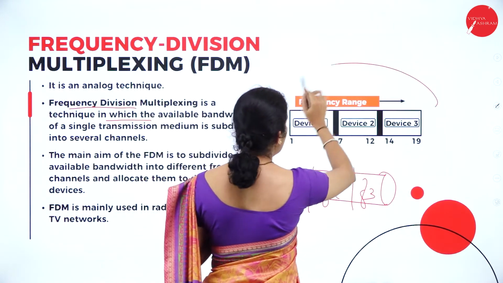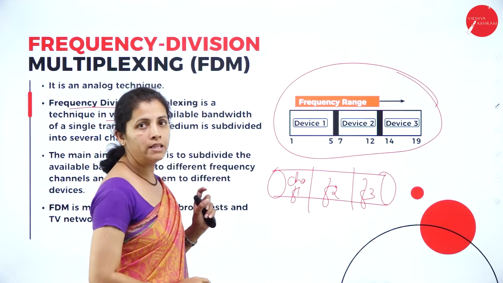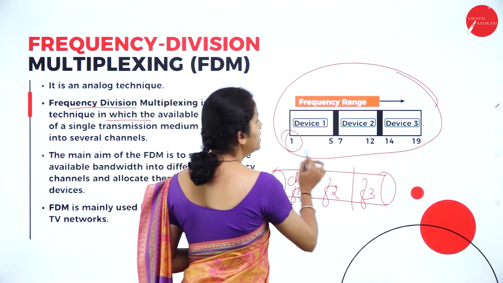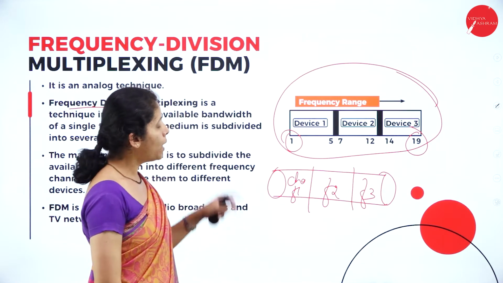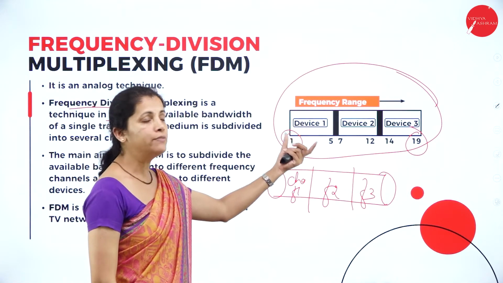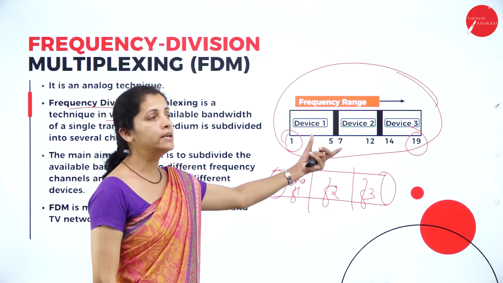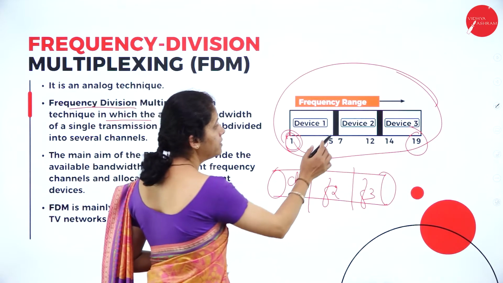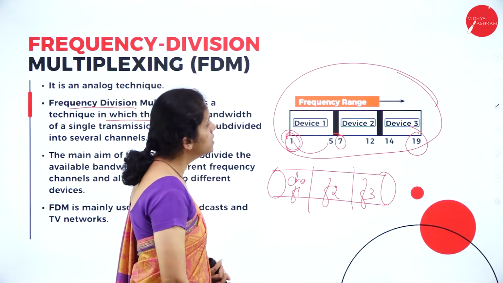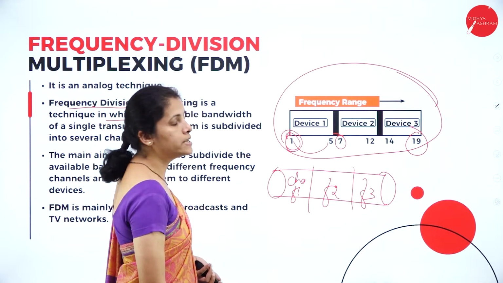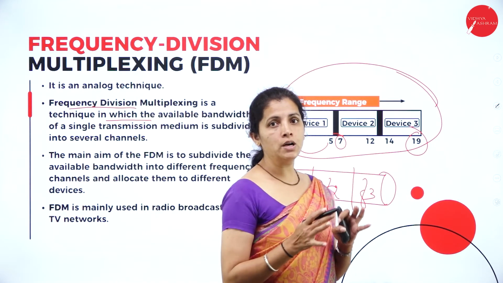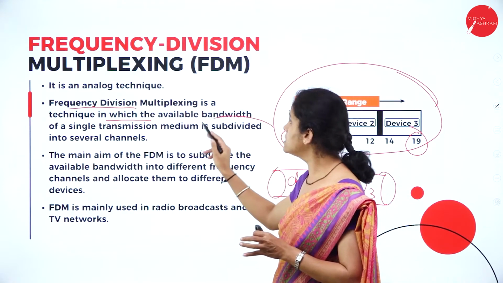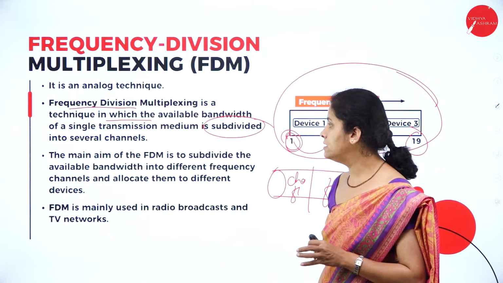Now, consider the example here. I'm going to have the single transmission media, and the frequency range is 1 to 19. Whatever the frequency I have, I'm going to divide that frequency for individual devices. For device 1, I'm going to allocate 1 to 5. For device 2, I'm going to allocate 7 to 12. And for device 3, I'm going to allocate 14 to 19. So I'm going to divide the entire frequency, and that is known as subdivision of the channel.